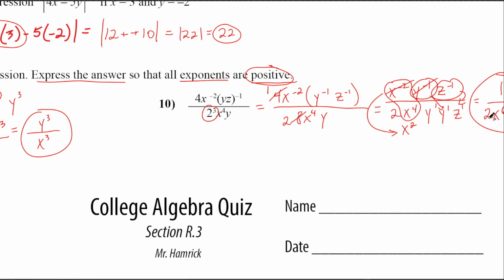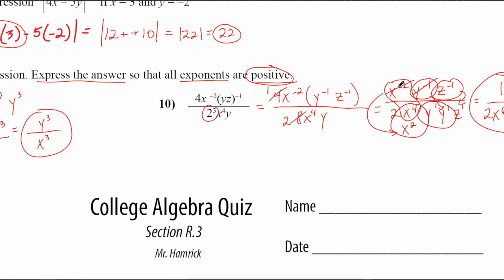The 2, I don't do anything with that. I just put it right there on the bottom. This stuff right here, the x to the 4th and x squared, I multiply those together. What's the rule? The rule is you add the exponents. So 4 and 2 is 6. X to the 4th times x squared is x to the 6th. Kind of the same thing here. Y to the first times y to the first is y to the second. The z, I don't really mess with it. I just put a z down there.